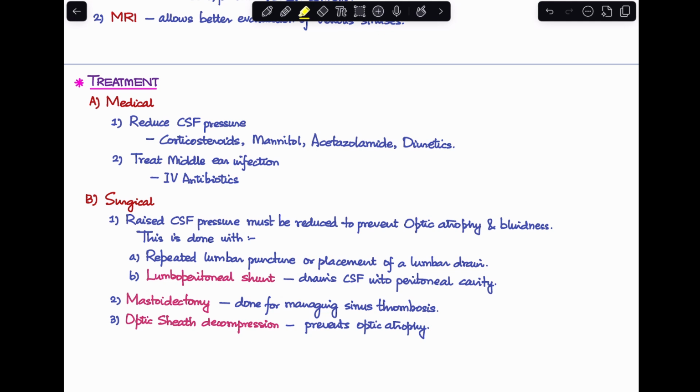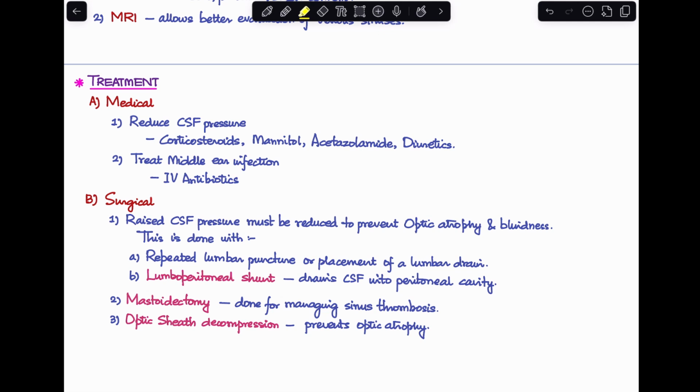Second aspect of medical treatment is to treat the main causative factor here, which is the middle ear infection. So we'll be also giving IV antibiotics to the patient. Next, let's talk about the surgical aspect. So there are three options over here.